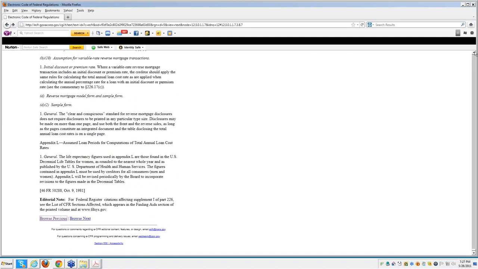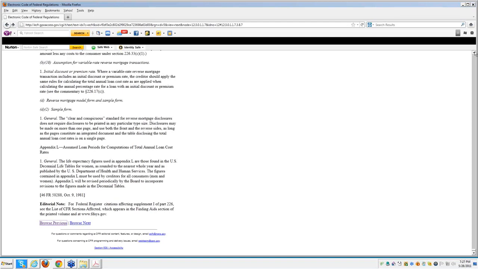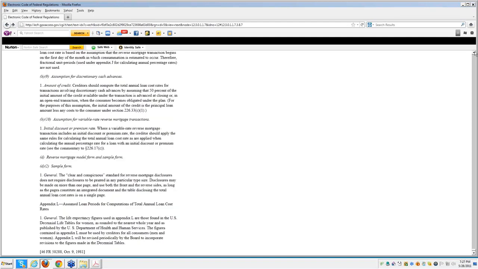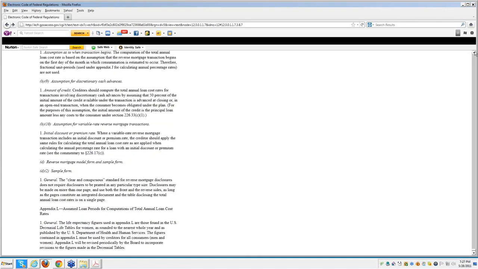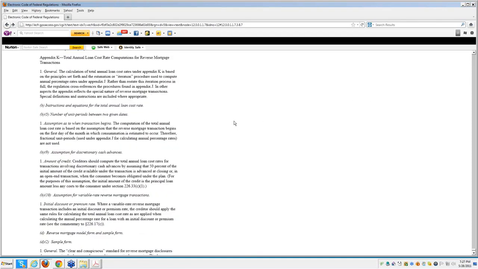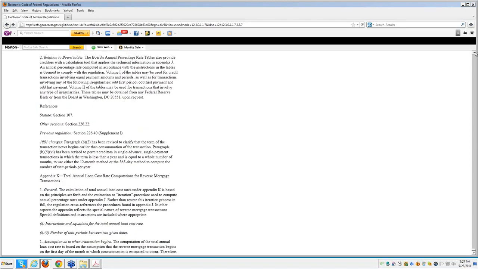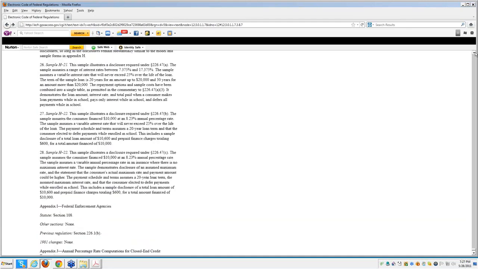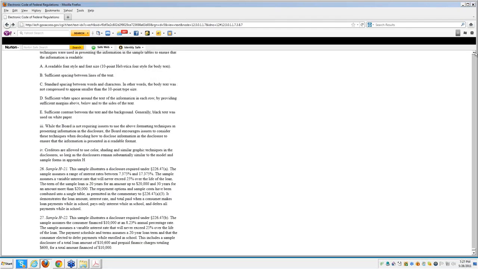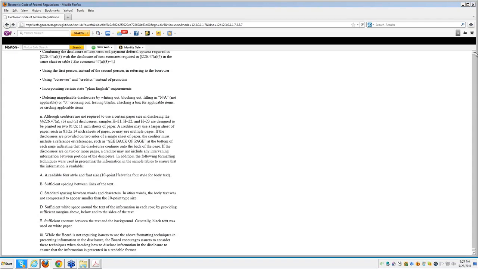Okay, remember it says the form to rescind is in the appendix. The form to rescind is in the appendix, so you want to go look it up. Here's the 226.23, appendix H. We've got to find appendix H here. Appendix H in 226 on TILA.